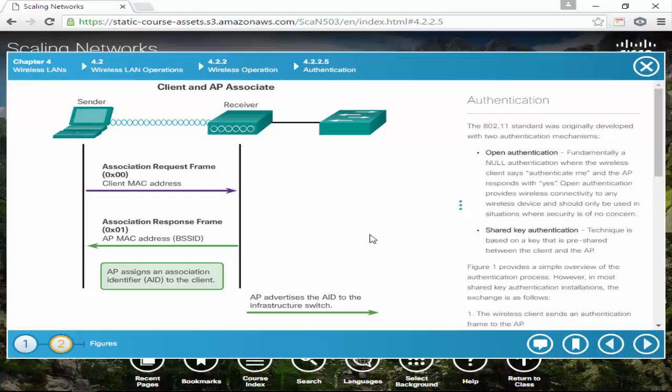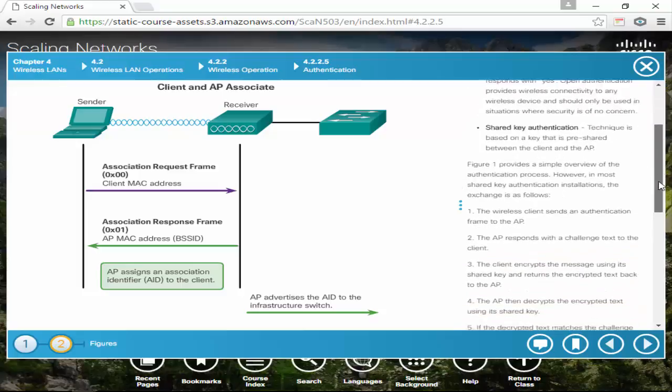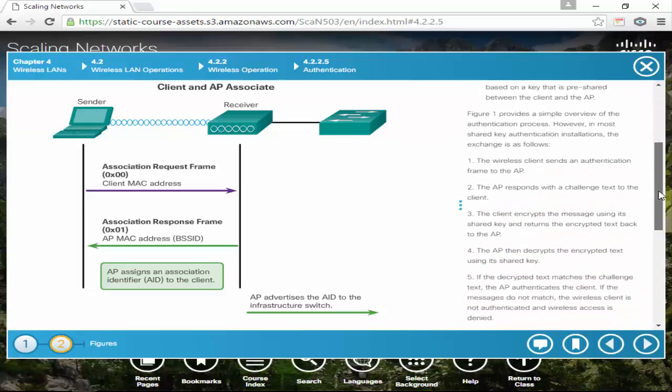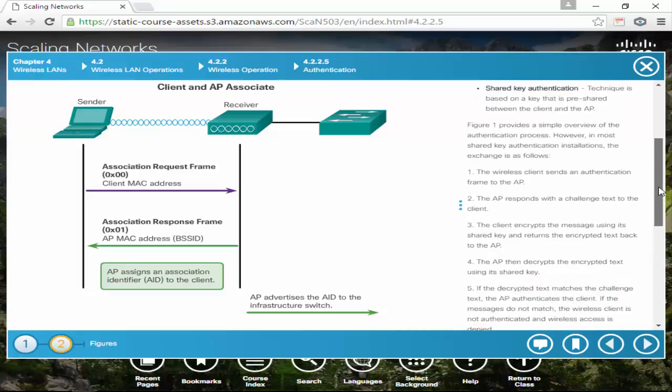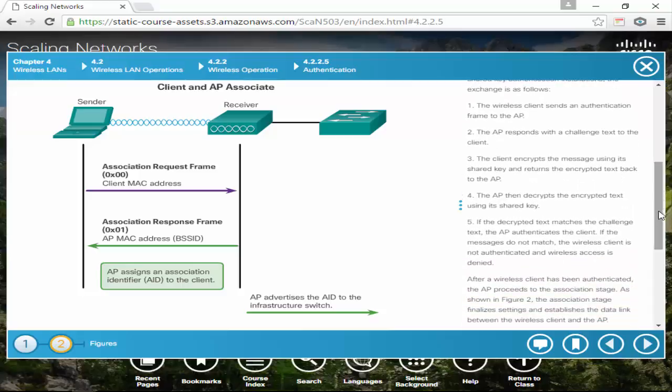What is this even saying? AP assigns an association AID to the client. Okay, so after we authenticate, we associate and get all that stuff. So what's it actually saying? The wireless client sends an authentication frame to the AP. The AP responds with a challenge text to the client. The client encrypts the message using its shared key and returns the encrypted text back to the AP.